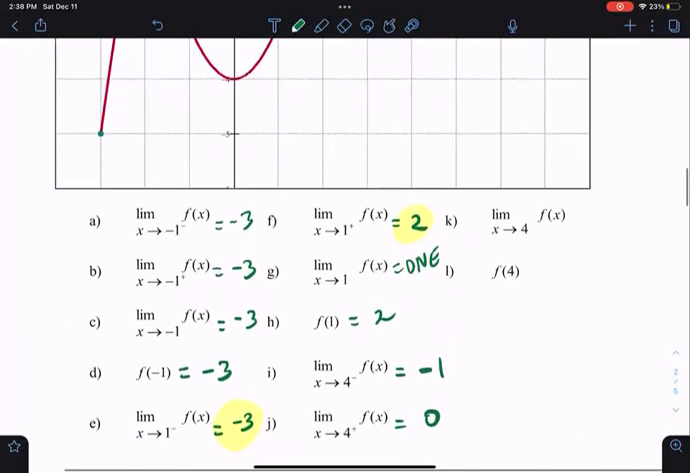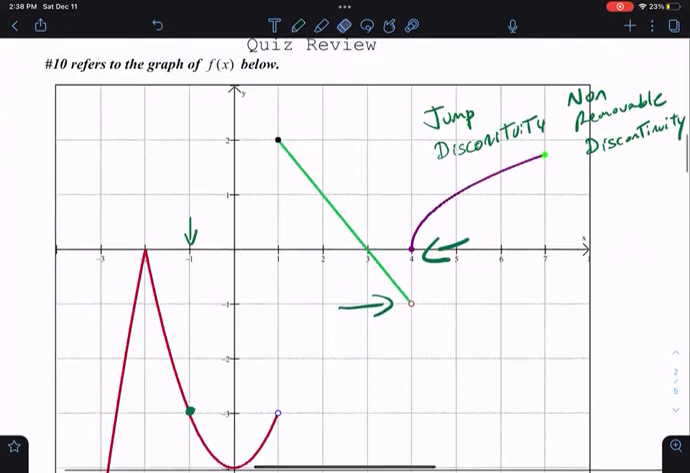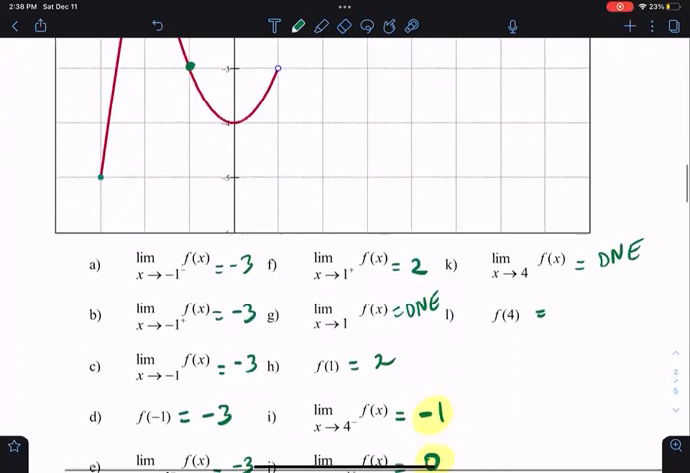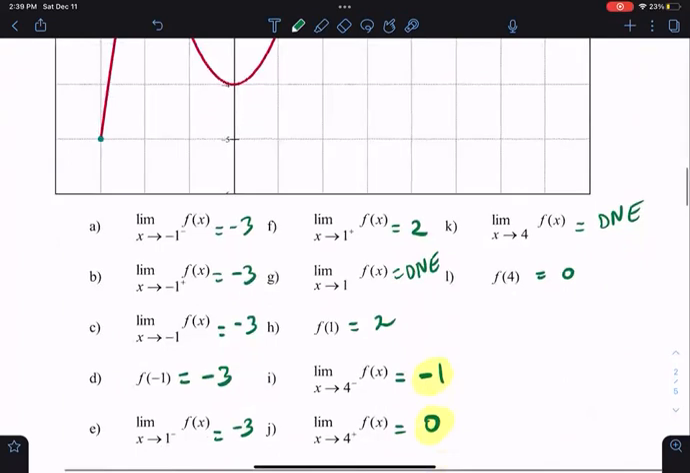Okay. Since the limit as x approaches 4 from the left does not match the limit as x approaches 4 from the right, I'm talking about this, right? Since these limits don't approach the same value, therefore the limit as x approaches 4 does not exist, because they're different. And what is f of 4? Well, let's see. What is the function value f of 4? When x equals 4, what is the y value? 0. Okay? That's how you do these things.